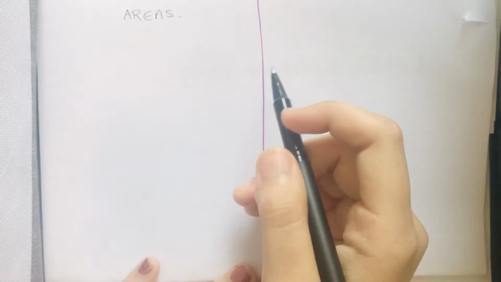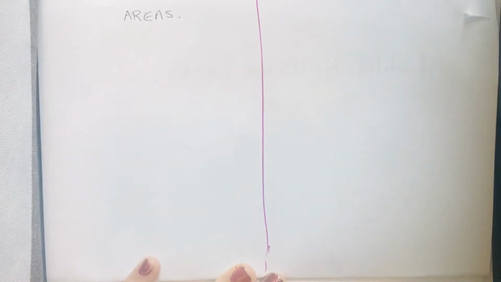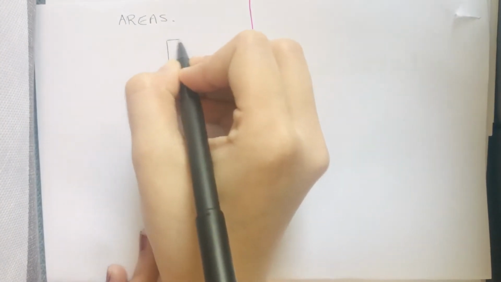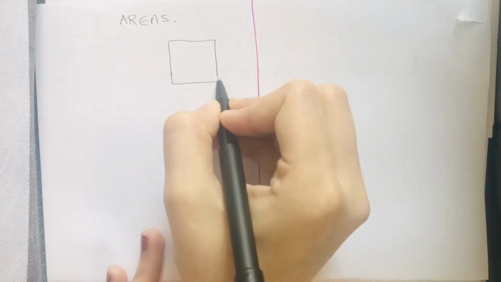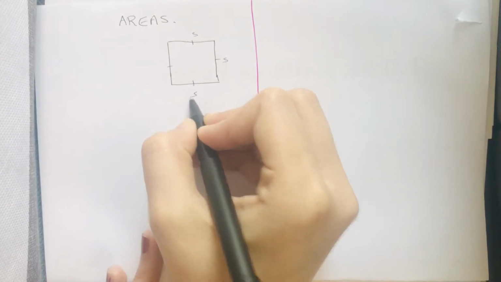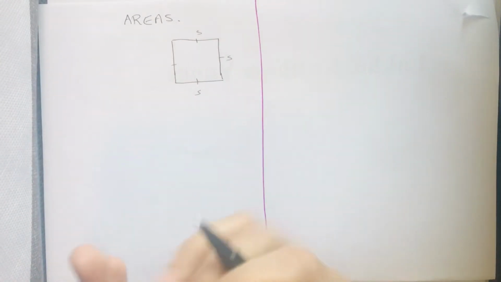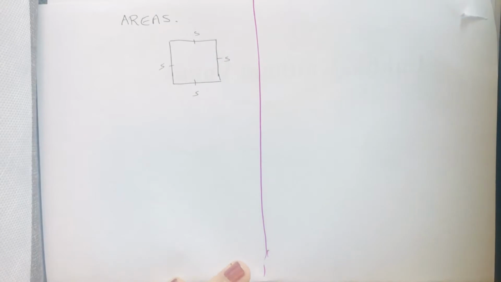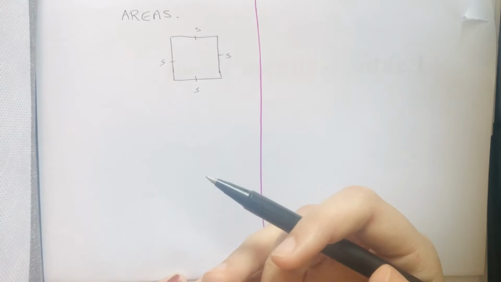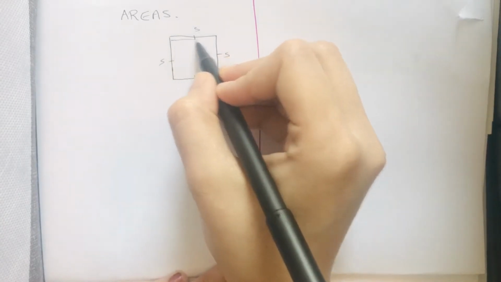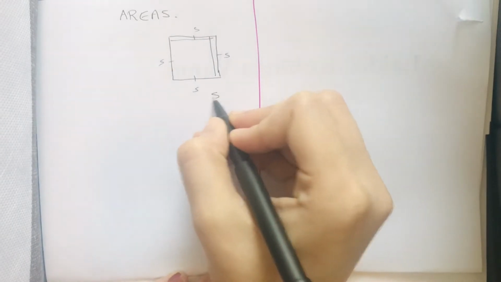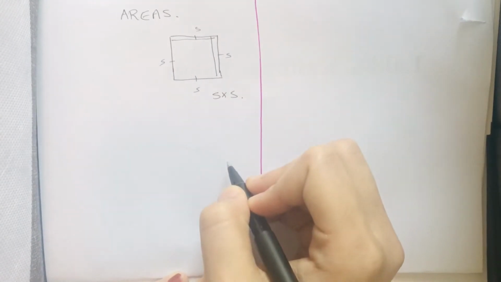And now let's begin. So let's start with a shape like this, okay? This is a square, okay? You have side, you have side, you have side, and you have side, okay? To get the area, okay, for perimeters, we had to add all of them, but for area we need to multiply one side by the other, okay? It's like side times side, okay?